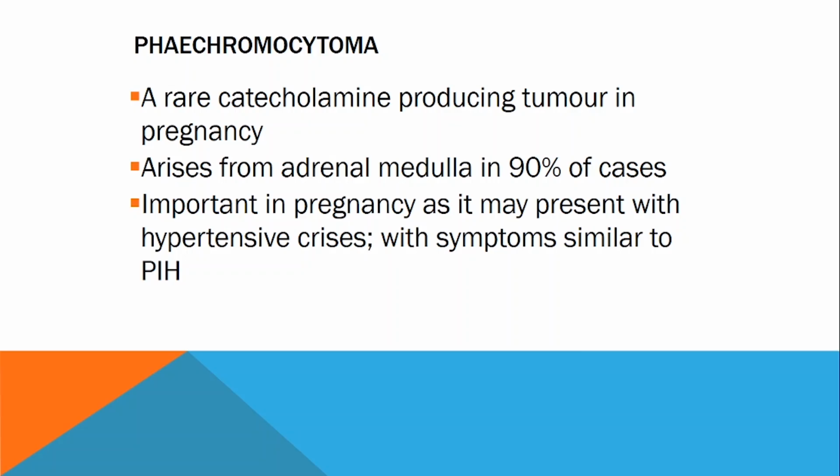Pheochromocytoma. Pheochromocytoma is a rare catecholamine-producing tumor in pregnancy. It arises from the adrenal medulla in 90% of cases. It is important in pregnancy as it may present with hypertensive crisis, and most of the symptoms are confused with symptoms of hypertensive disorder in pregnancy, like hypertension, even preeclampsia, even at times eclampsia.